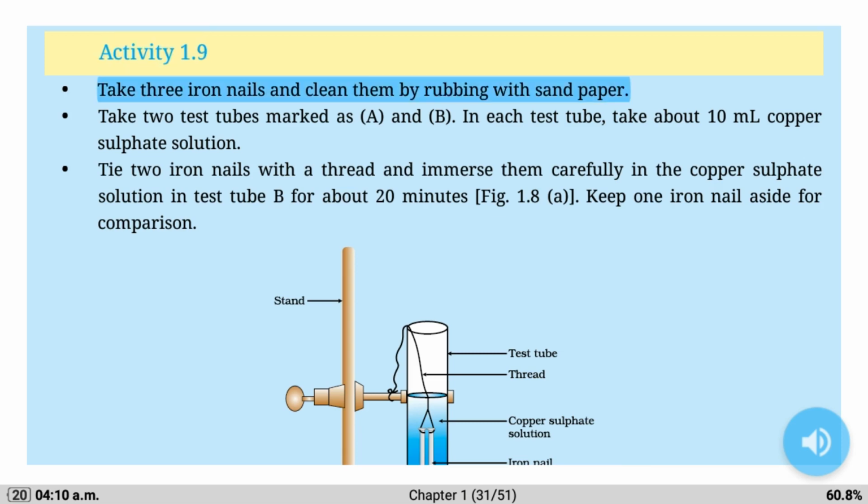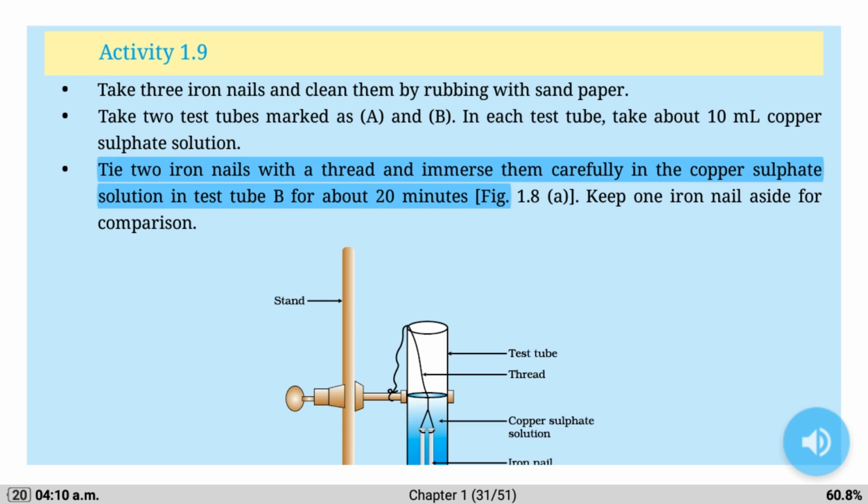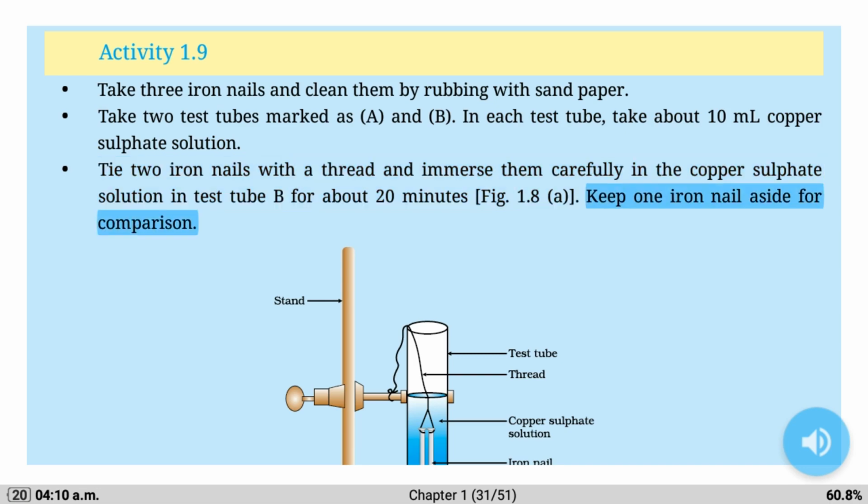1.2.3 Displacement reaction. Activity 1.9. Take 3 iron nails and clean them by rubbing with sandpaper. Take 2 test tubes marked as A and B. In each test tube, take about 10 ml copper sulphate solution. Tie 2 iron nails with a thread and immerse them carefully in the copper sulphate solution in test tube B for about 20 minutes. Fig. 1.8. Keep 1 iron nail aside for comparison.